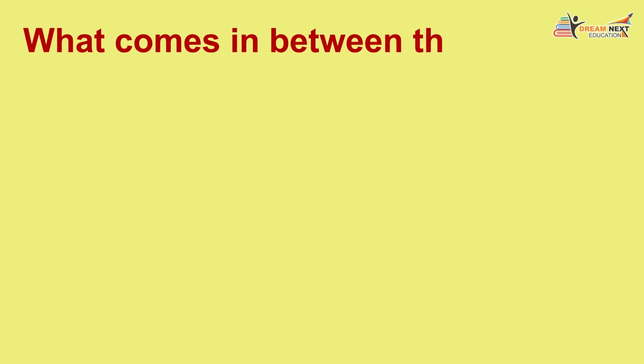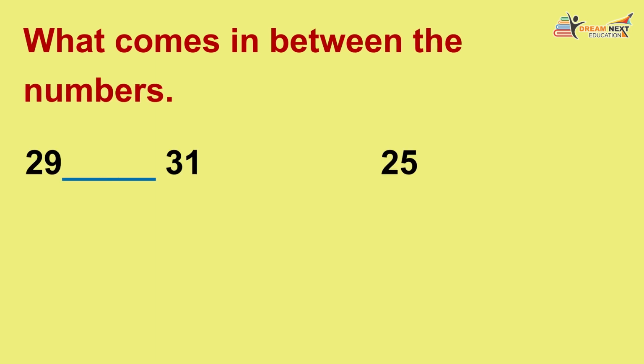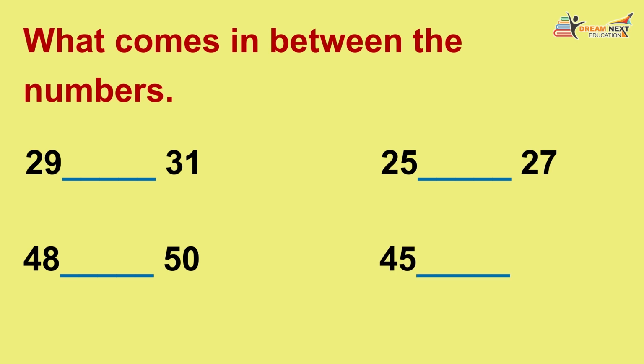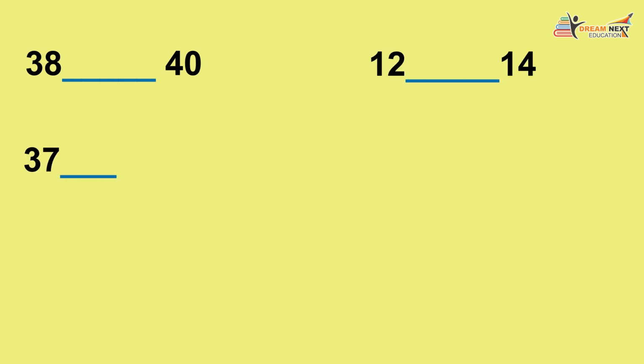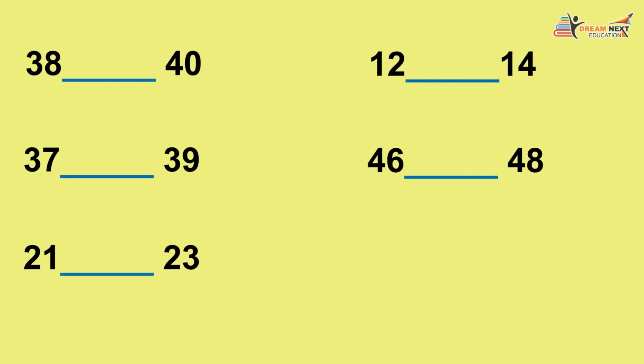What comes in between the numbers? 29, 30, 31; 25, 26, 27; 48, 49, 50; 45, 46, 47; 38, 39, 40; 12, 13, 14; 37, 38, 39; 46, 47, 48; 21, 22, 23.